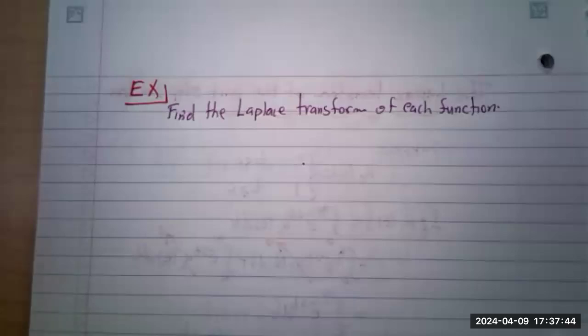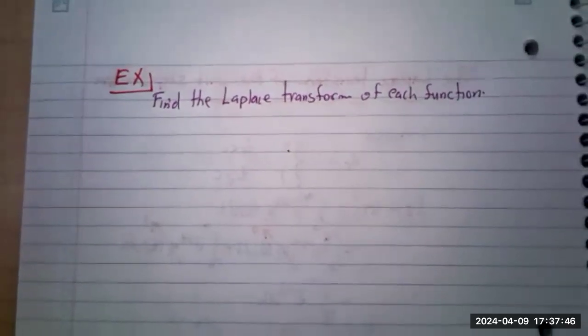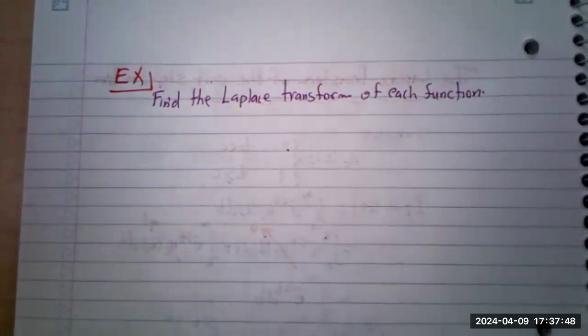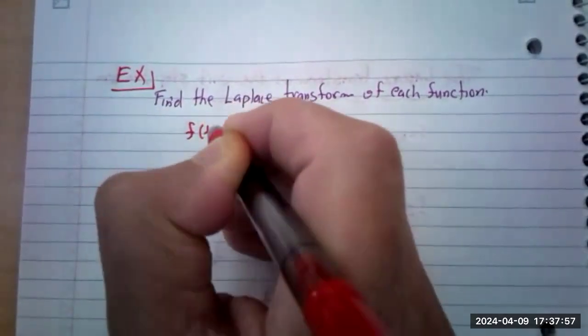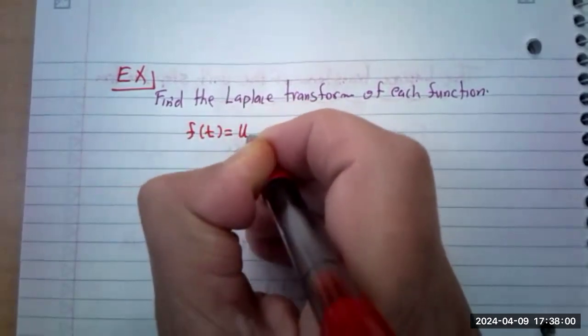This is the way you are going to approach finding the Laplace transform of this type of function. The function is f of t equal to a combination of unit step functions.